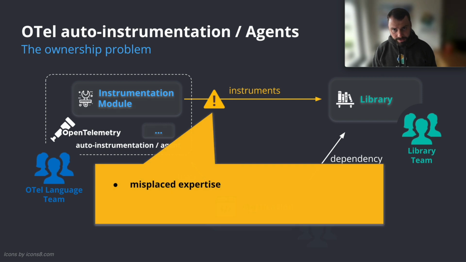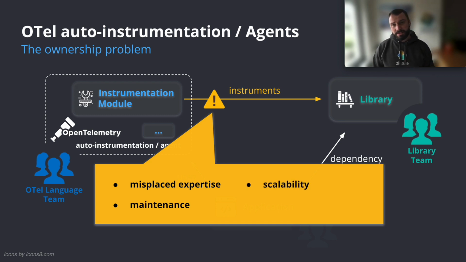Let's see why. First of all, the expertise is in the wrong place. Instrumenting a library often requires deep knowledge and sometimes also understanding of the internals of a library. Naturally, this expertise lives with the library team rather than with the OpenTelemetry team. Second, maintaining and keeping an instrumentation in sync with library evolution becomes a challenge, especially when those are different code bases and in particular when their ownership is separate.